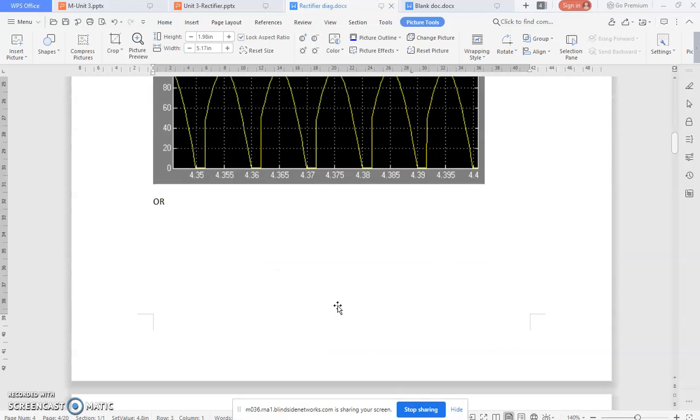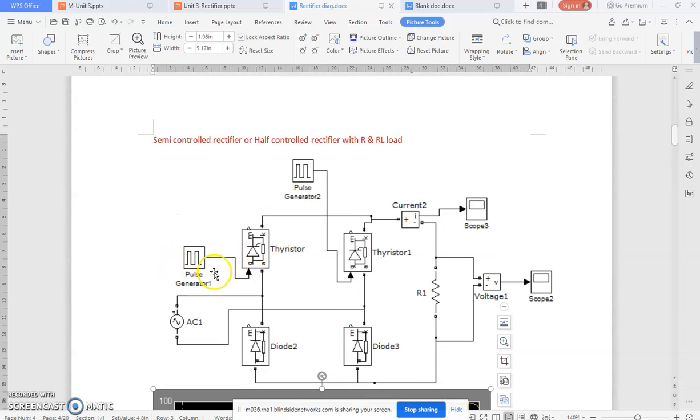Okay, then you are going to trigger the pulse. The pulse will work from 0 to 180 degrees, and then here is 180 to 360. So it starts at 180, and 180 means alpha is equal to 0.